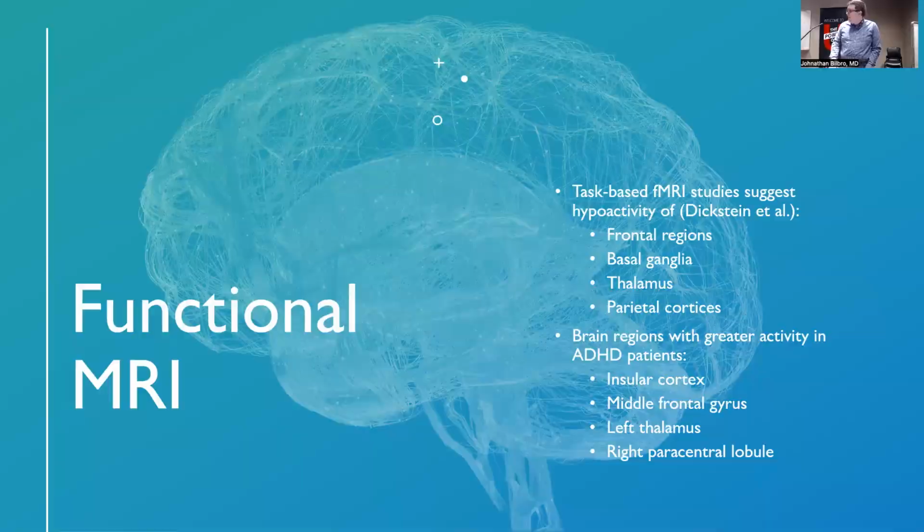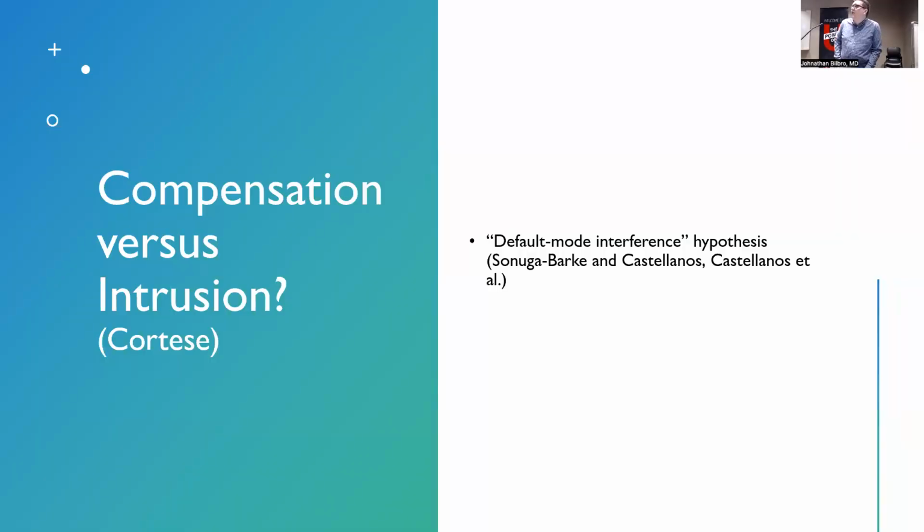So the question is, why are certain areas of the brain more active in folks with ADHD when they're trying to do some kind of attention task versus others? So there's this kind of debate between, does this represent compensation? Like, are those hyperactive areas of the brain more active because it's compensating for the areas of hypoactivity elsewhere? Or does it represent intrusion of areas of the brain that really shouldn't be active but are? On that end of the debate, there's this hypothesis, the default mode interference hypothesis.